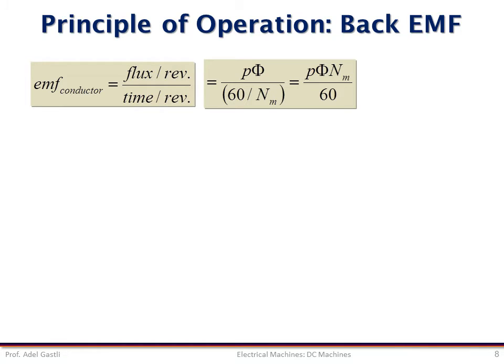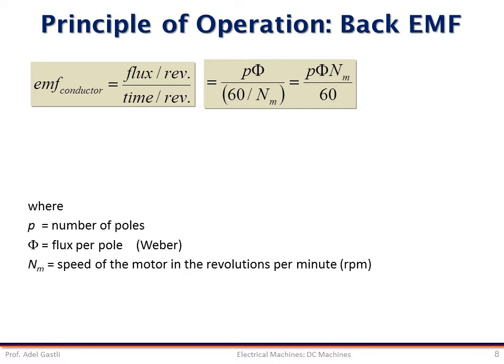where P is the number of poles, phi is the flux per pole, expressed in Weber, and N is the speed of the motor in revolutions per minute, or RPM, and the time of one revolution is actually equal to 60 over N, expressed in seconds.